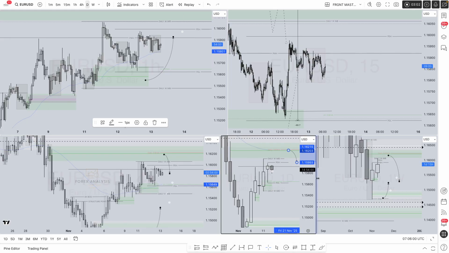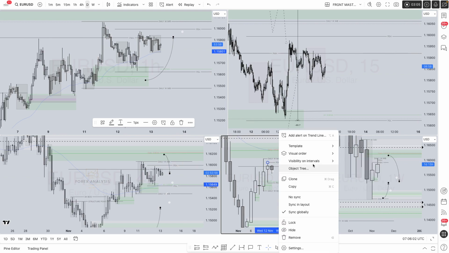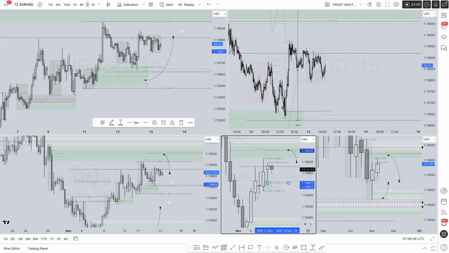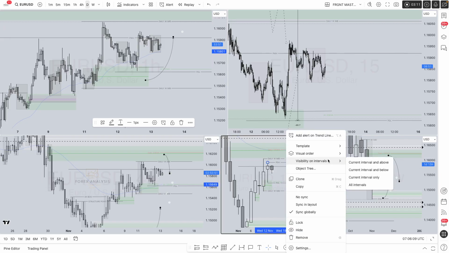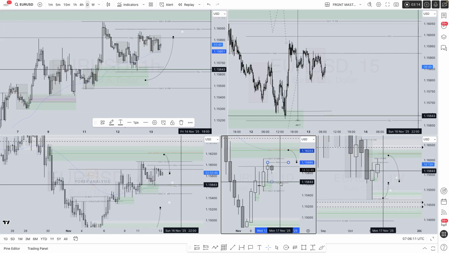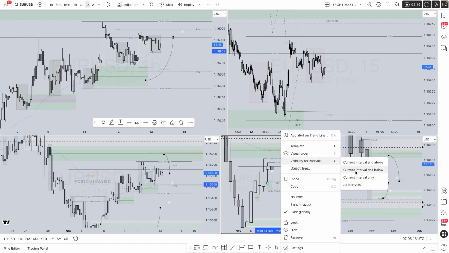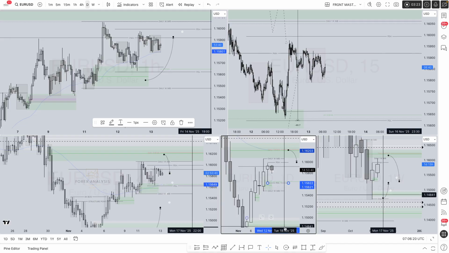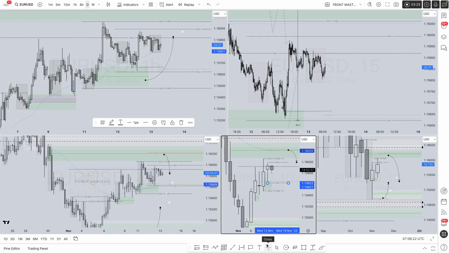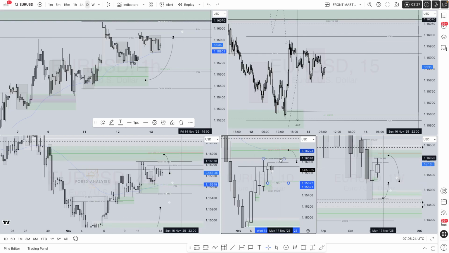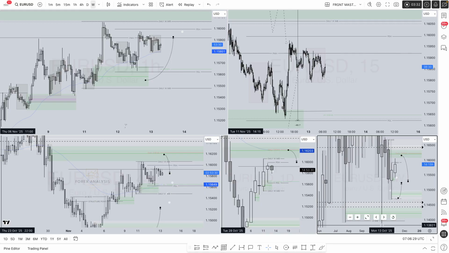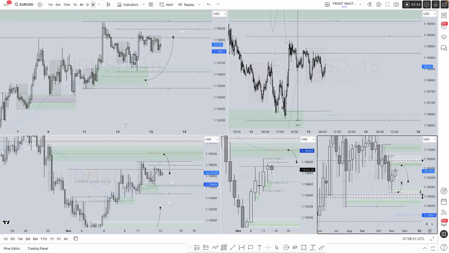Previous weekly highs, let's make these just on current intervals only. The weekly's looking a bit too crowded. For current intervals and below. How's that weekly looking? Previous weekly high, previous weekly low. Current weekly candles printing. Let's put that current interval and below. Perfect. So the weekly's looking clean for now.